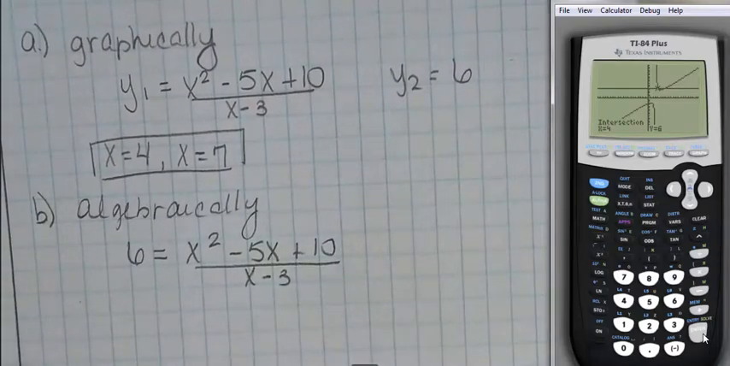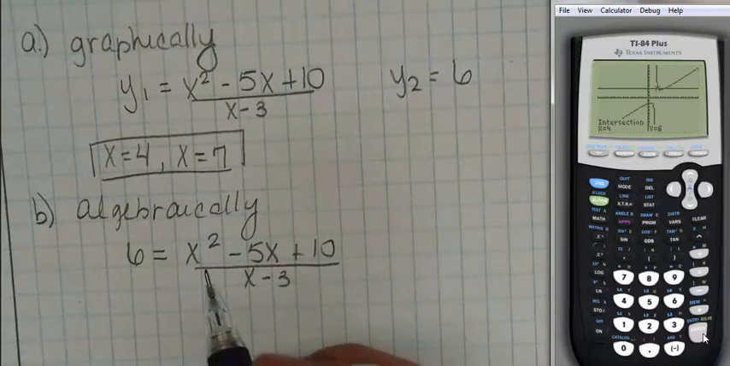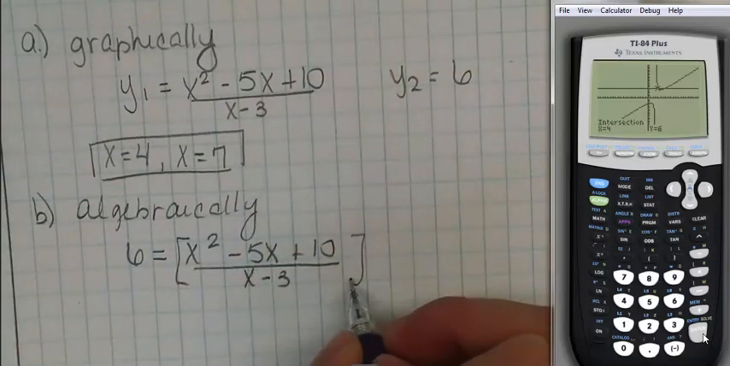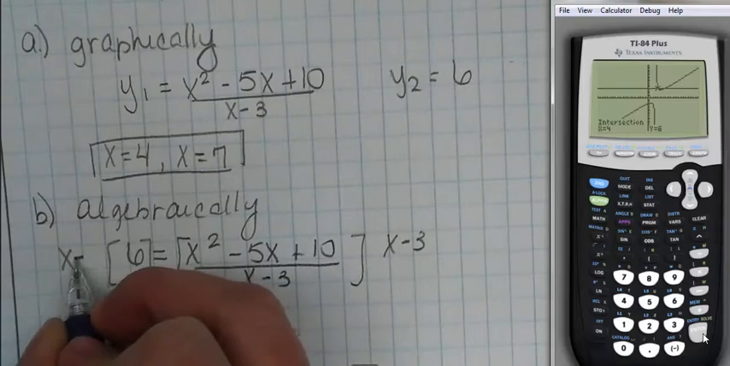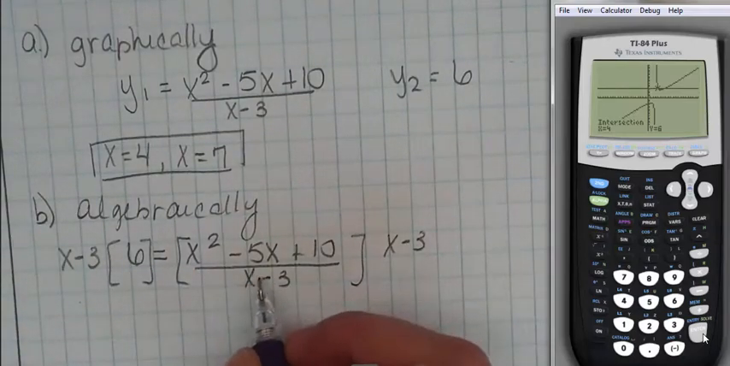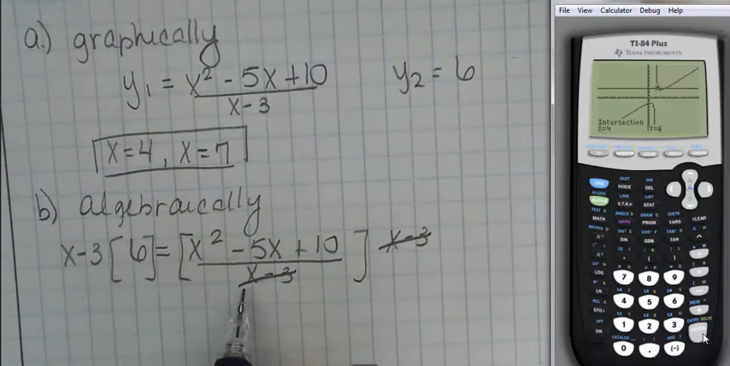Okay, now you have a couple of ways of thinking about this, and this textbook is going to say, well, let's clear our denominators. So basically I can multiply both sides by x minus 3 to clear my denominator. You could also think of this as just cross multiplying. You're going to get the same thing.